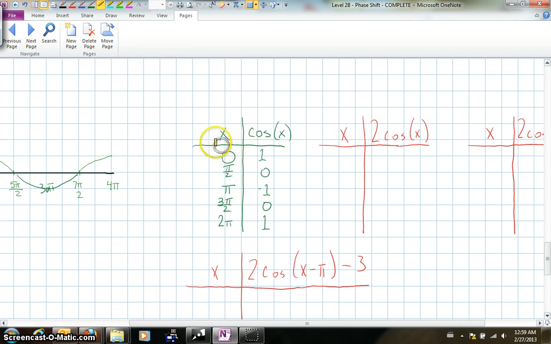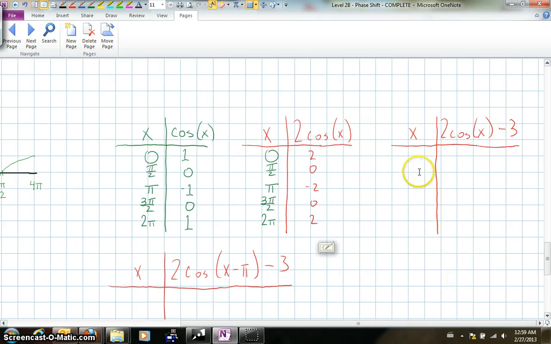Just go ahead and grab these x's, put them over here, and it's going to have us, the 2 out front will just have us double all of our y's. And so let's just double the y, 2, 0, negative 2, 0, 2. And we'll go back over here. Let's move everybody down 3. And again, moving down 3 is only going to affect our y's. It's not going to affect our x's. So this is negative 1, negative 3, negative 5, negative 3, negative 1.